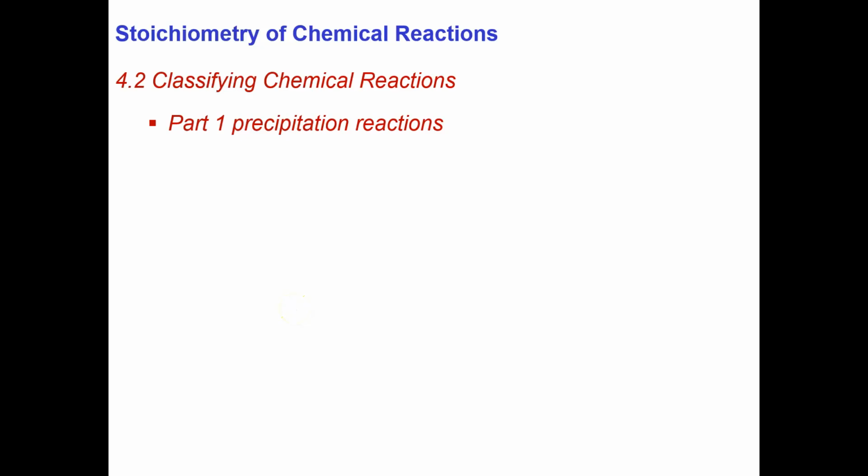Section 4.2 is all about classifying chemical reactions, and there's three types of chemical reactions that we'll learn to recognize. Firstly, we'll learn about precipitation reactions. And this takes a little bit of time because we have to learn about some solubility rules, and that's a bit of a memorization task. But we'll try and take it slowly, and hopefully it's not too challenging for you.